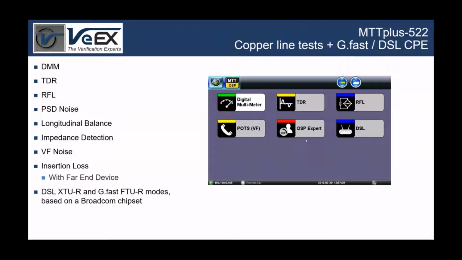The MTTplus-522 is comprised of key copper line test plus G.fast DSL CP modem emulation. The main features are a digital multimeter, a time domain reflectometer, a resistance fault locator, PSD or power spectral density, background noise, longitudinal balance, impedance detection, voice frequency noise, insertion loss, which is done with a far-end device, and DSL XTU-R, G.fast FTU-R modes based on a Broadcom chipset.